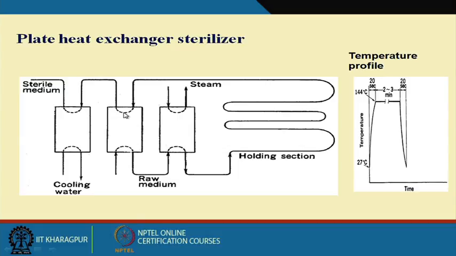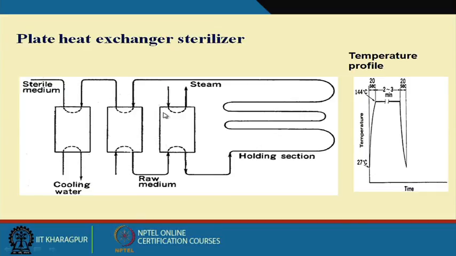So you save some energy here, which we call an economizer. You save some heat here, and then your temperature will come down from around 140 to 80 degrees centigrade. Then we pass it through the chiller, where you pass the cooling water, and then we get the sterilized media.